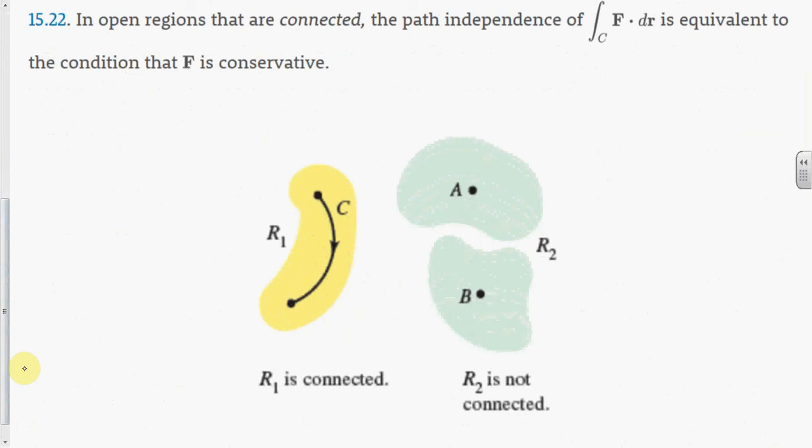If it's independent of path, it doesn't matter how you travel. I get the same value for the line integral. If I take the scenic route and get lost, but as long as I'm still within that region, we get the same value.